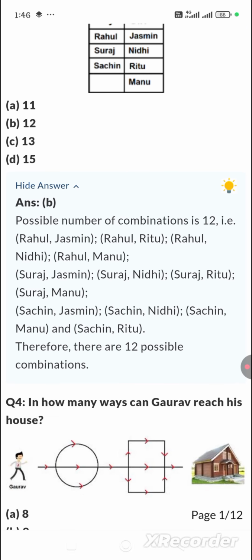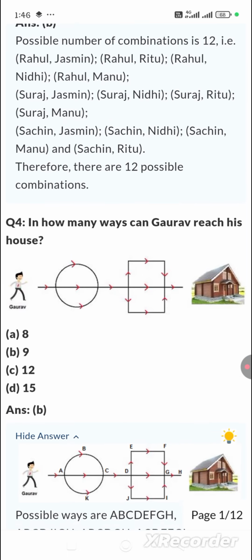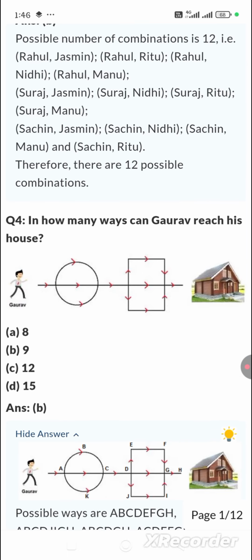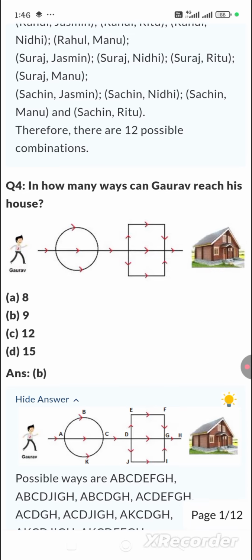Question number 4. In how many ways can Gaurav reach his house? Answer is B. 9 ways.